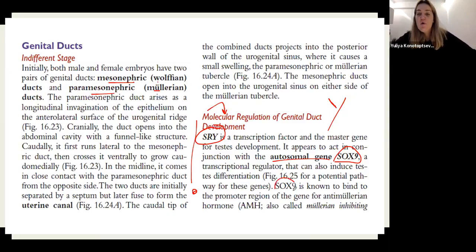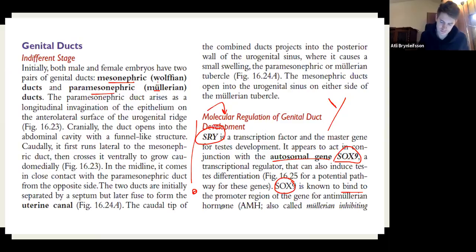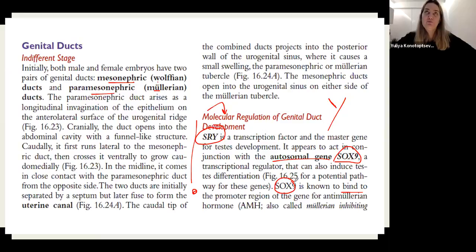SOX9 is known to bind to the promoter region for anti-Müllerian hormone. So which cell makes anti-Müllerian hormone? Sertoli cell. So SOX9 will be binding to the promoter region in the DNA of the Sertoli cell, okay, and it will be responsible for production of the anti-Müllerian hormone.